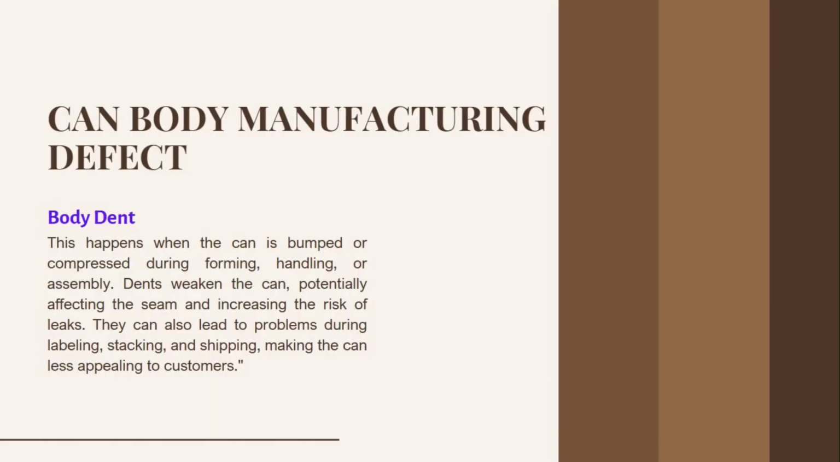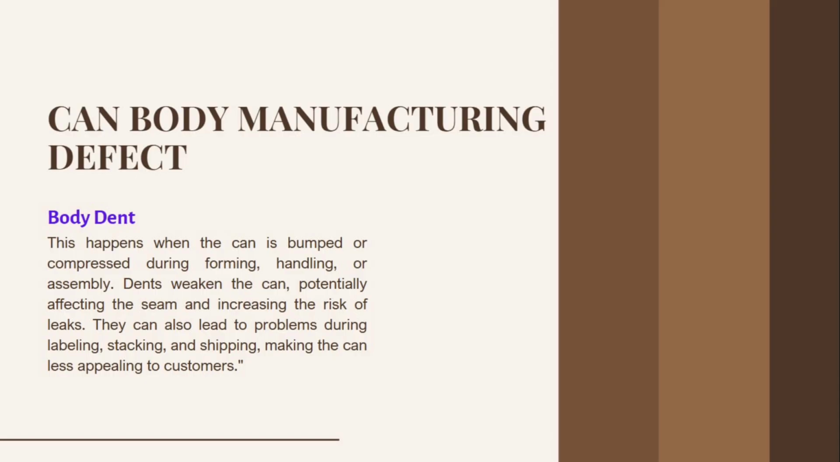So the third is can body manufacturing defects. So an example of this is body dent. This happens when the can is bumped or compressed during forming, handling, or assembly. Dents weaken the can, potentially affecting the seam and increasing the risk of leaks. They can also lead to problems during labeling, stacking, and shipping, making the can less appealing to customers.